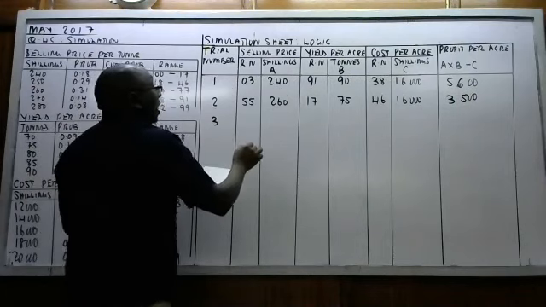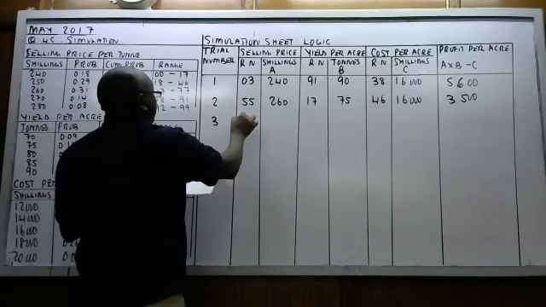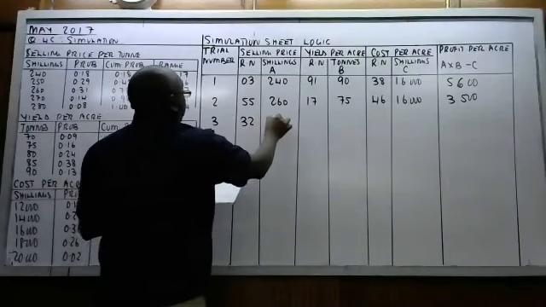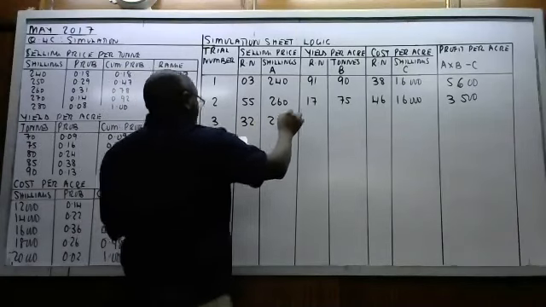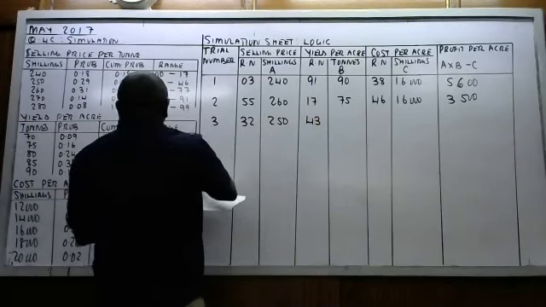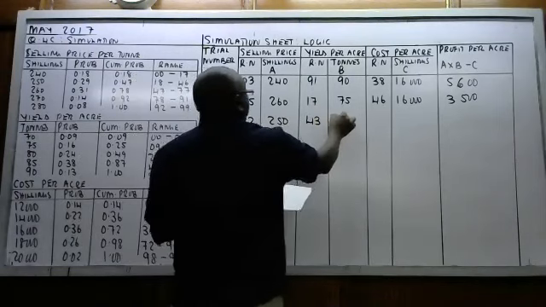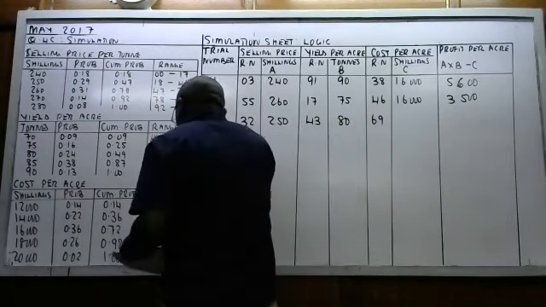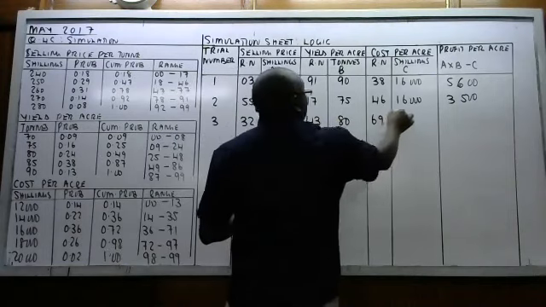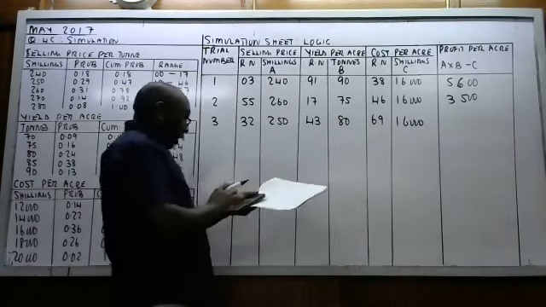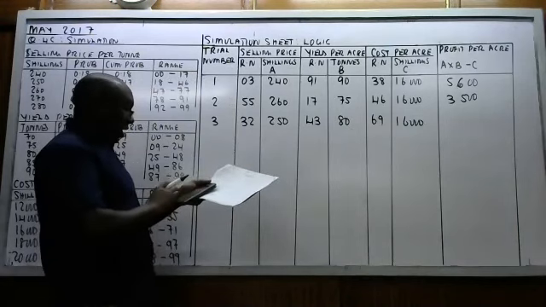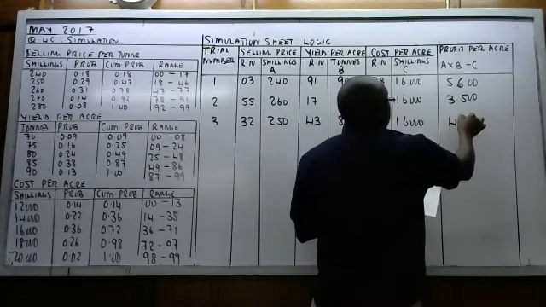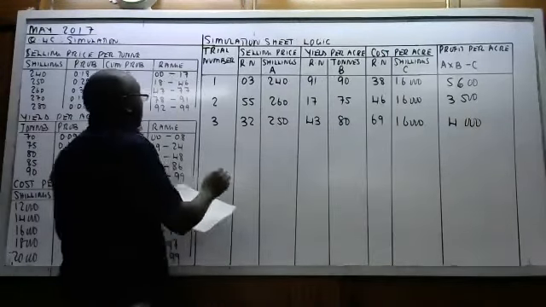Number 3, after 46, I have that 2. So that 2 here is 250. After that 2, I have 43. 43 here is 80. After 43, I have 69. 69, you find it here at 16,000. So then I say 250 times 80 minus 16,000 is 4,000.